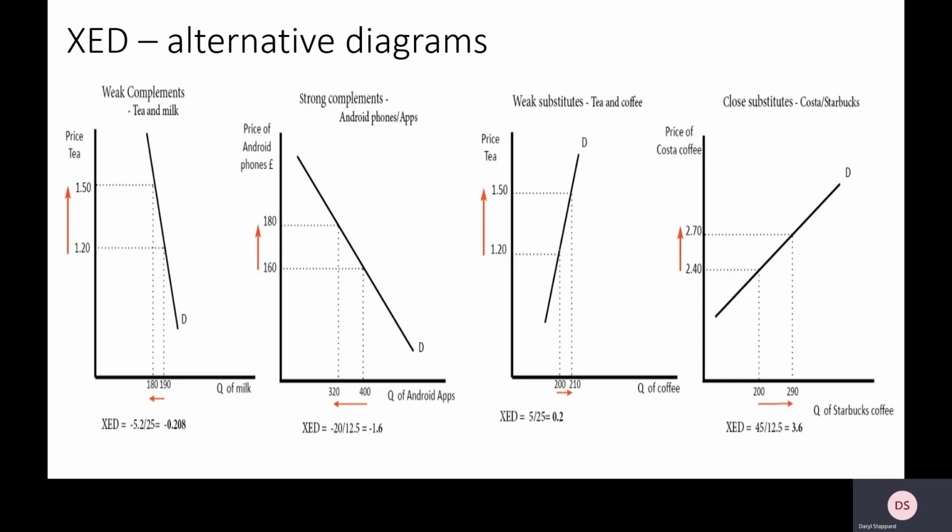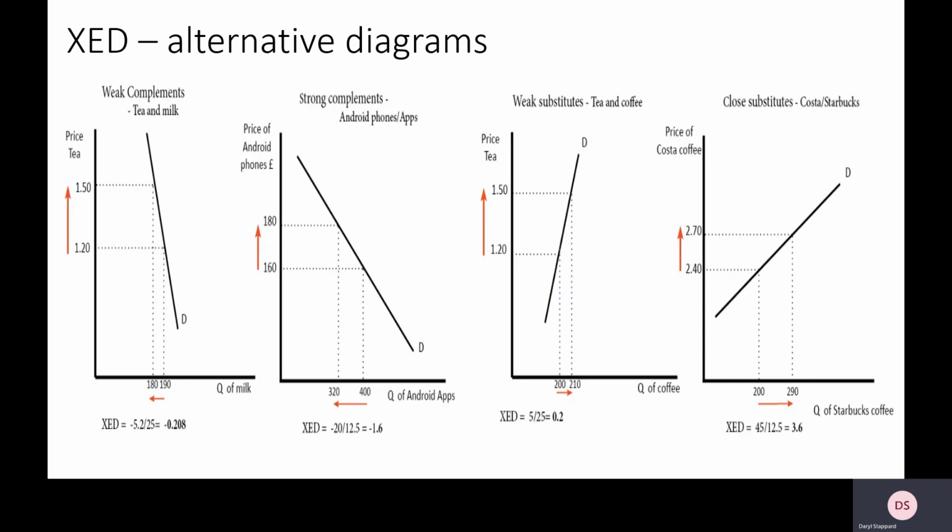But look at the diagram, what I've done. As I increase the price of tea from £1.20 to £1.50, the demand for coffee grows from 200 to 210. So some people are switching away from tea and going towards coffee, but not many people. Now you can see the positive relationship between the two variables this time. Tea becomes more expensive, it raises the demand for coffee.